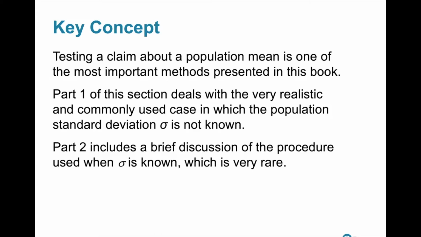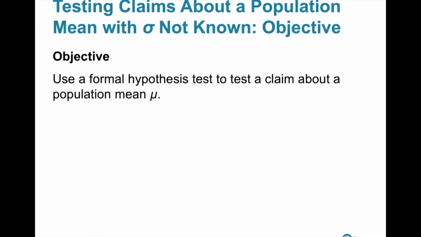You may remember back in chapter 7 when we talked about finding confidence interval estimates for a population mean, we also concentrated on the case where the population standard deviation is not known. Part 2 includes a brief discussion of the procedure used when sigma is known, which is very rare. So the objective in this section is to use a formal hypothesis test to test a claim about a population mean mu.